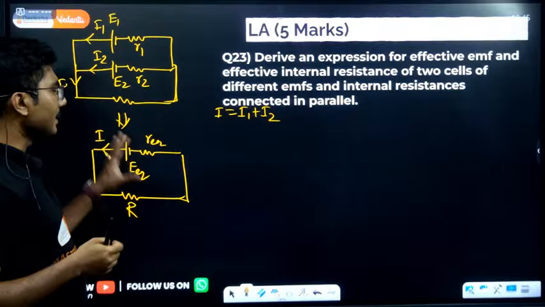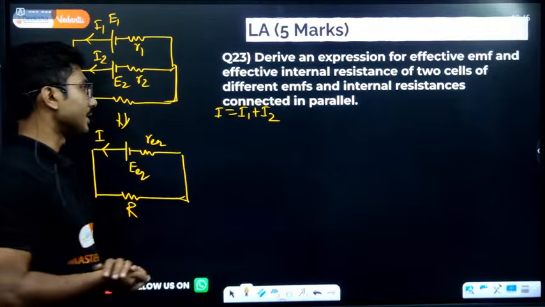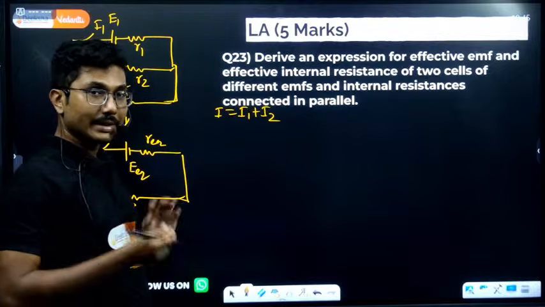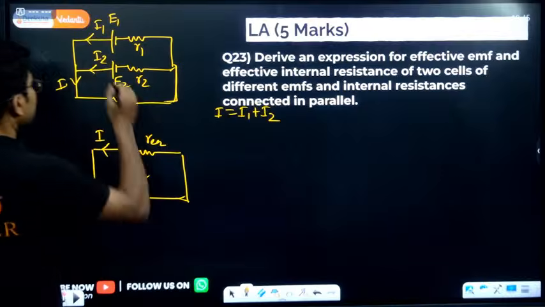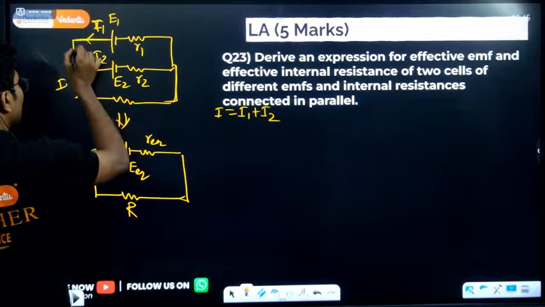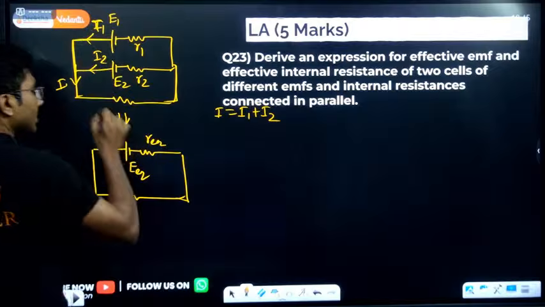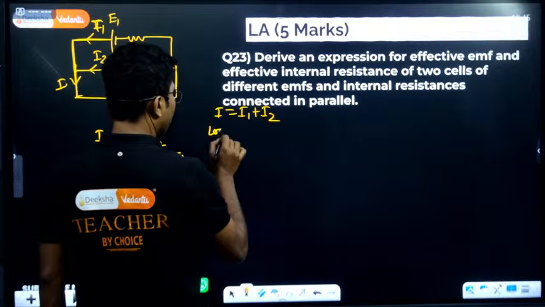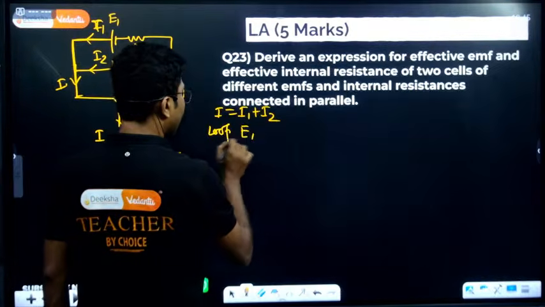Okay, this is slightly tricky. Obviously, you have to individually calculate I1 and I2 and then compare. Let's see. First we will go through this circuit. First we will consider the loop containing E1. We are applying Kirchhoff's law.